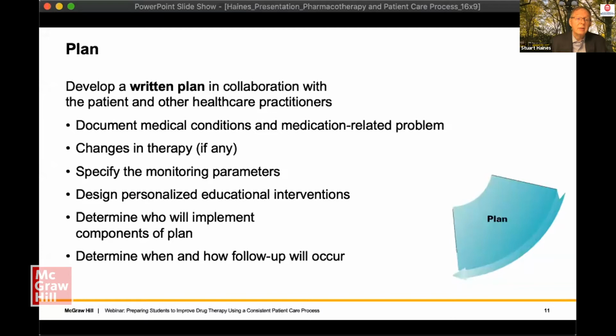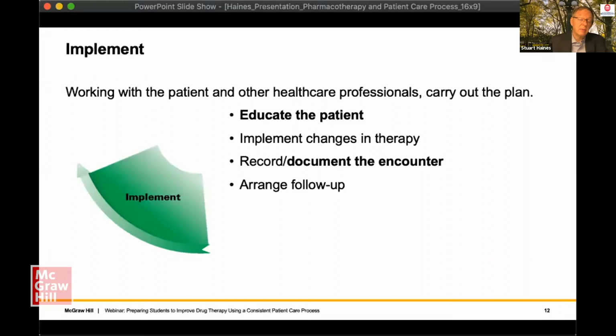determining who will implement each part of the care plan process and coming up with a plan of when and how to follow up with the patient and or the family. And all of this needs to be done in collaboration and coordination with other health professionals. And so teaching students how to engage in an interprofessional team as they develop these is also an important part of the educational process and care today.